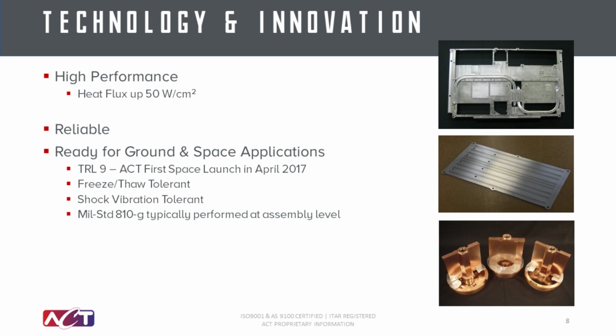So now we talked about what a heat pipe is. How do we use them? Heat pipes can be integrated into your assembly, again, to help move and spread heat. Because of their performance, because of the two-phase performance, heat pipes are capable of accepting heat flux up to 50 watt per centimeter squared. They're reliable. They've been used in a variety of applications and a variety of environments.